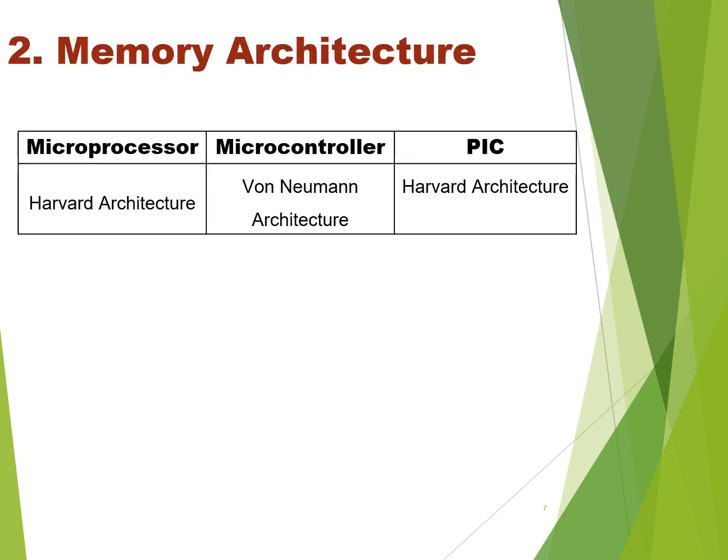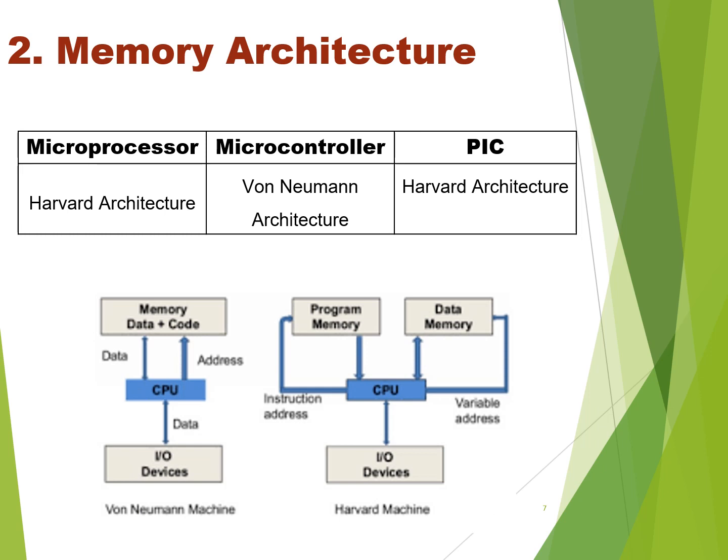The second thing is a comparison on the memory architecture. The microprocessor has Harvard architecture. Microcontroller follows von Neumann architecture. PIC follows Harvard architecture. Now comes the confusion: what is Harvard architecture and what is von Neumann architecture? I have shown an image which clearly shows both. In the von Neumann architecture, there is a single memory which is used for storing your data as well as your program. Whereas in Harvard architecture, there is a separate memory for storing the program and a separate memory for storing the data. I hope now you're clear.